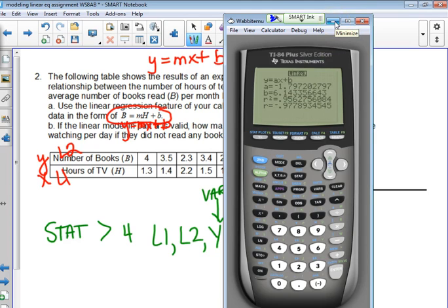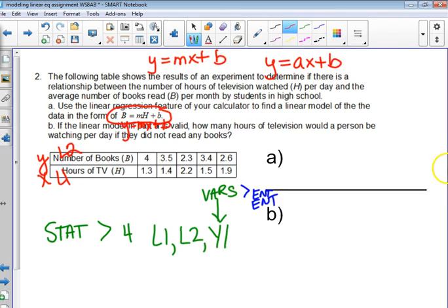Madison, are you not getting that? Are you good? Okay. I just wasn't sure. Is somebody not getting it? Are we okay? All right, so someone tell me what it said since I just cleared it off. Y equals, or what is, wait a minute, I'm already wrong. We're supposed to be writing B equals, what was the slope to two decimal places?